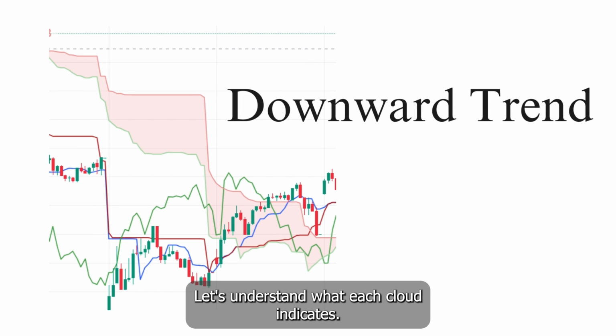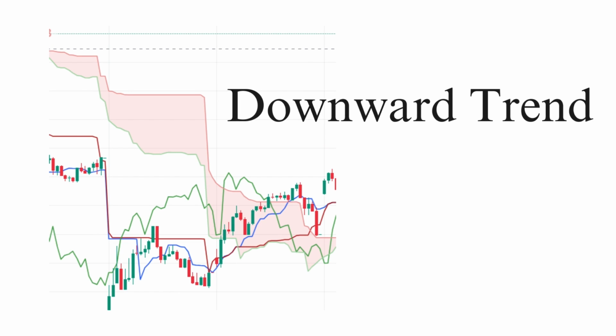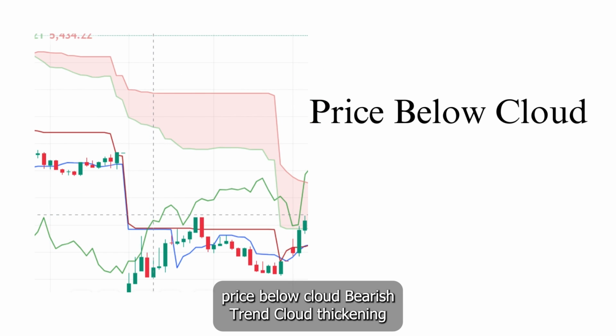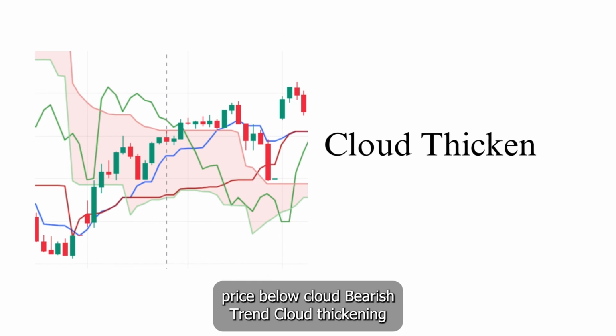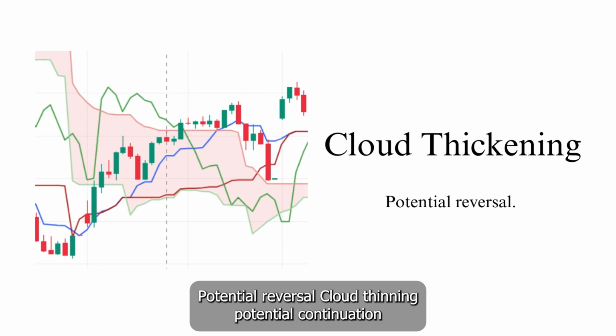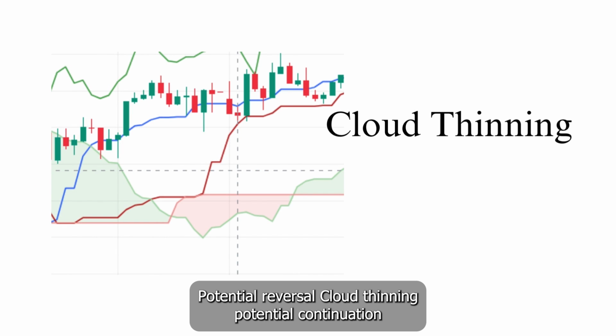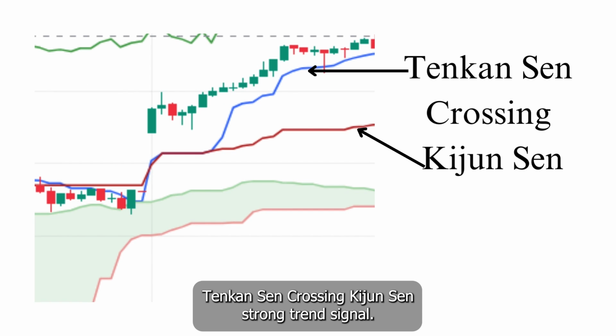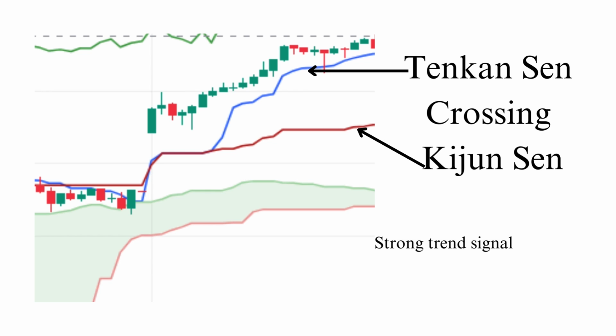Let's understand what each cloud indicates. Price above cloud, bullish trend. Price below cloud, bearish trend. Cloud thickening, potential reversal. Cloud thinning, potential continuation. Tenkan Sen crossing Kijun Sen, strong trend signal.